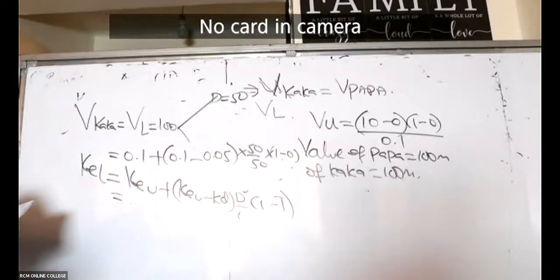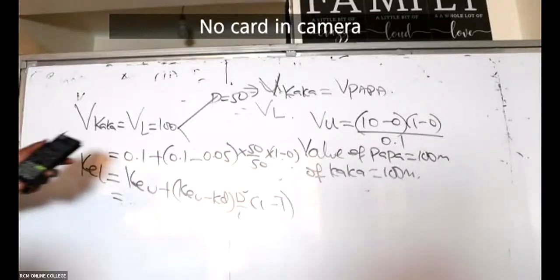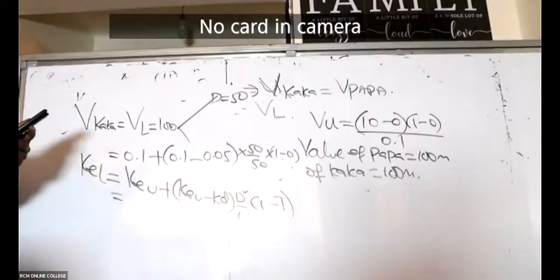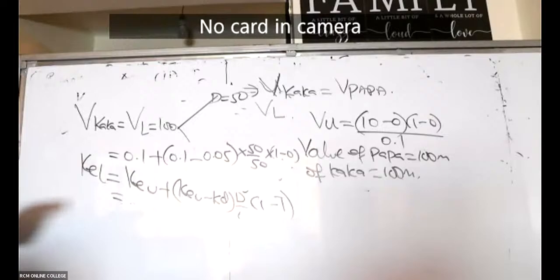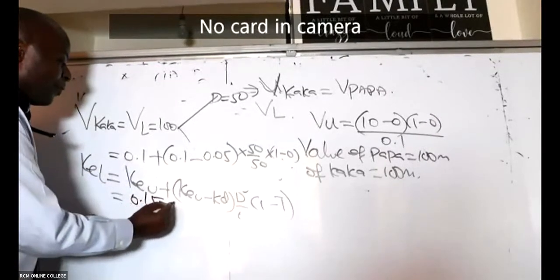So 0.1 minus 0.05. Use your calculator as well. I'm getting, in this case, 0.05. I hope this is not confusing you, 50-50. Whatever we get here plus 0.1, I'm getting, ladies and gentlemen, 0.15. I'm getting KEL as 0.15, 15%.